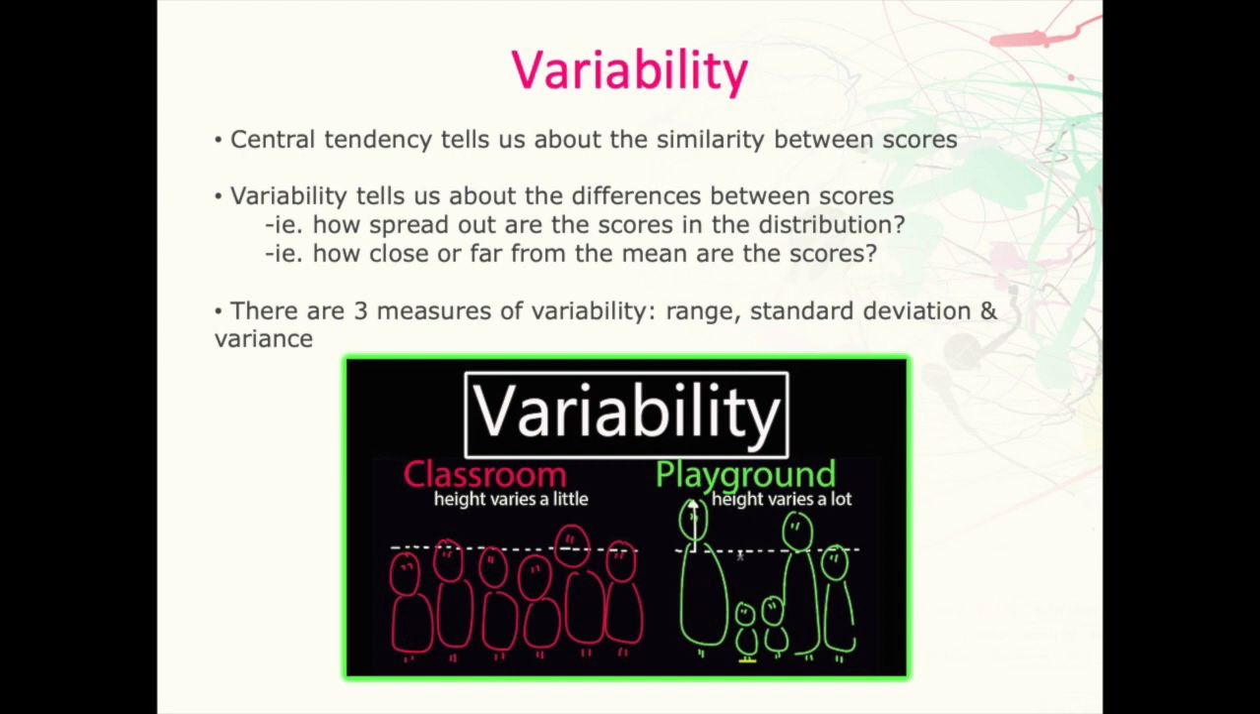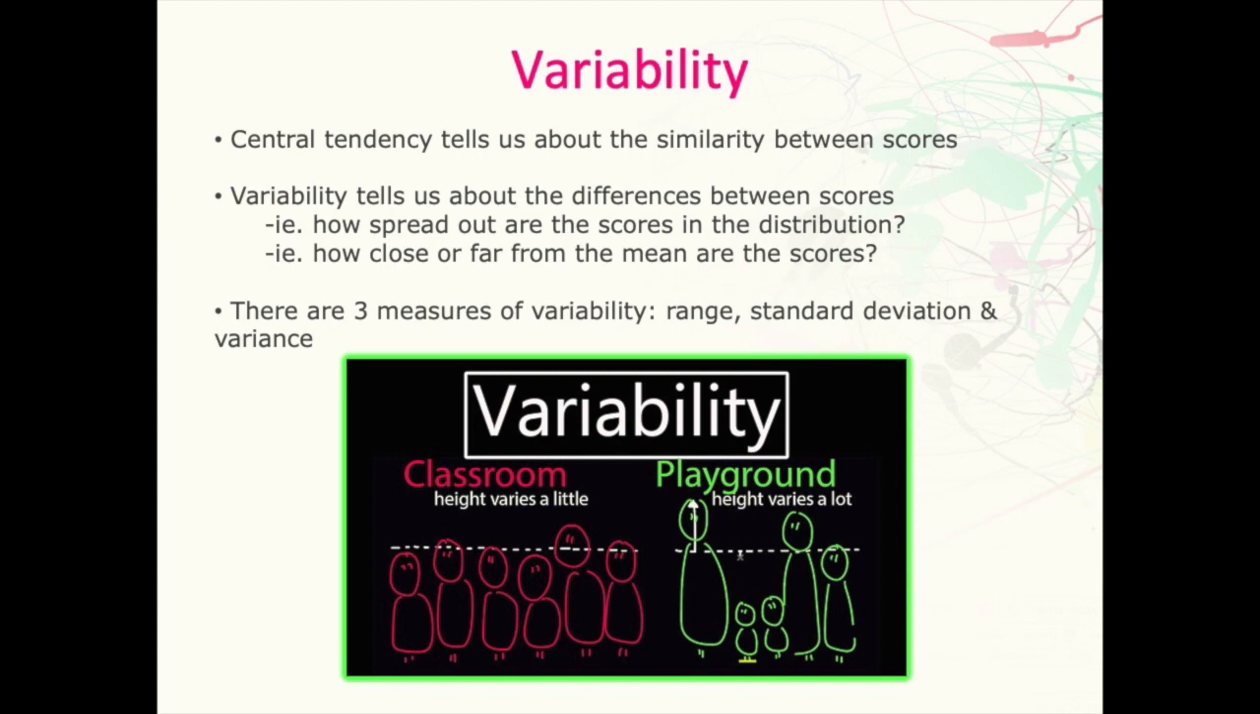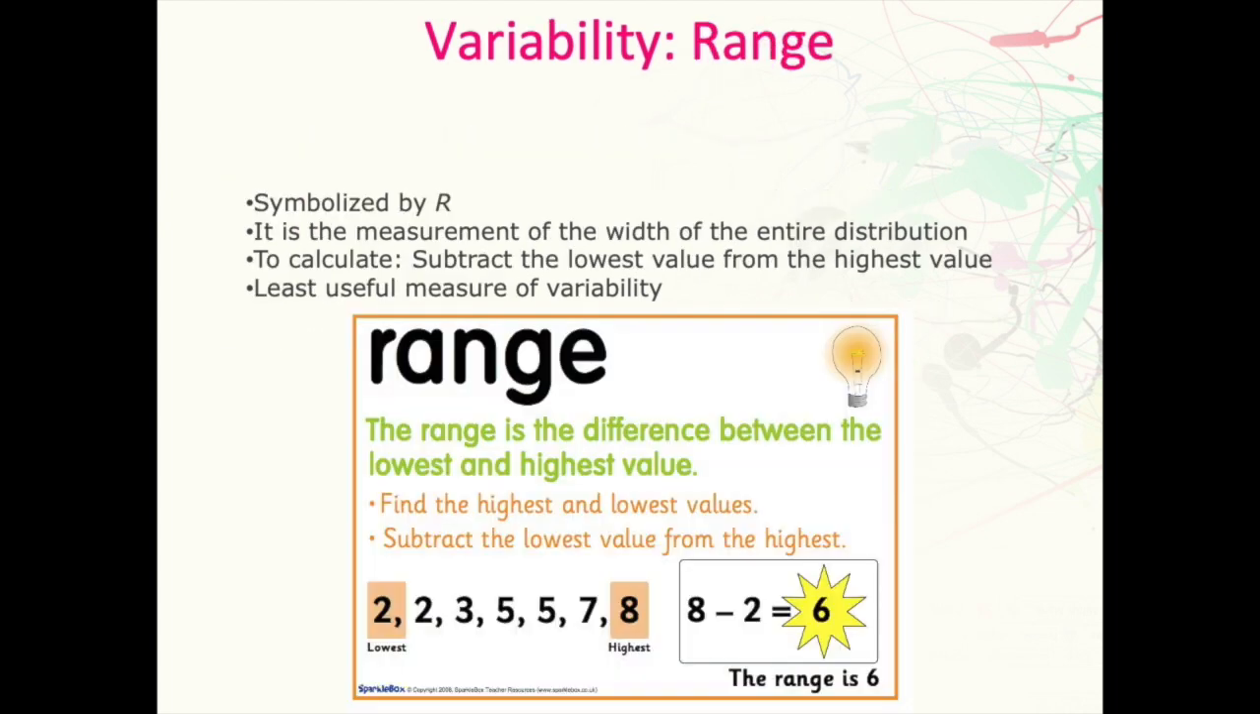What's different here is in variability, we're going to get numbers that tell us about the differences between the scores. So central tendency looks at the ways the numbers are the same, and variability looks at how they're different. Some of the things that variability can help us sort out is how spread out the scores are in the distribution, and also how close or far from the mean the scores are. Like I said, there are three measures of variability that we're going to be learning: range, standard deviation, and variance.